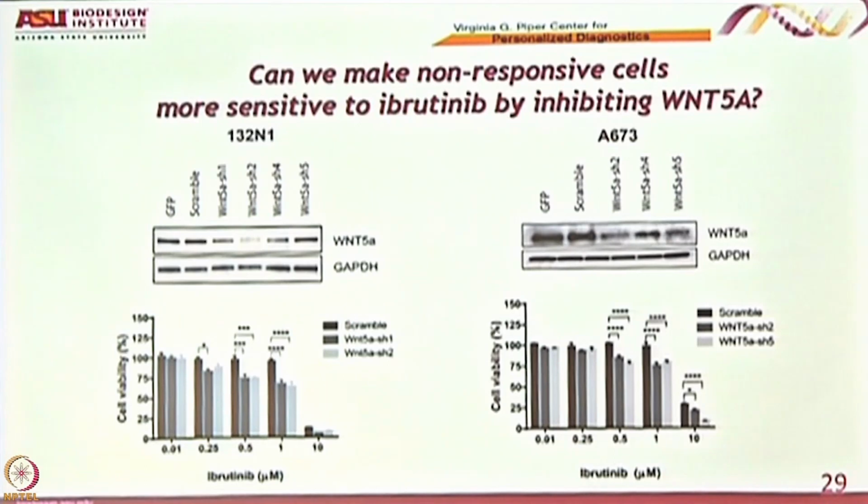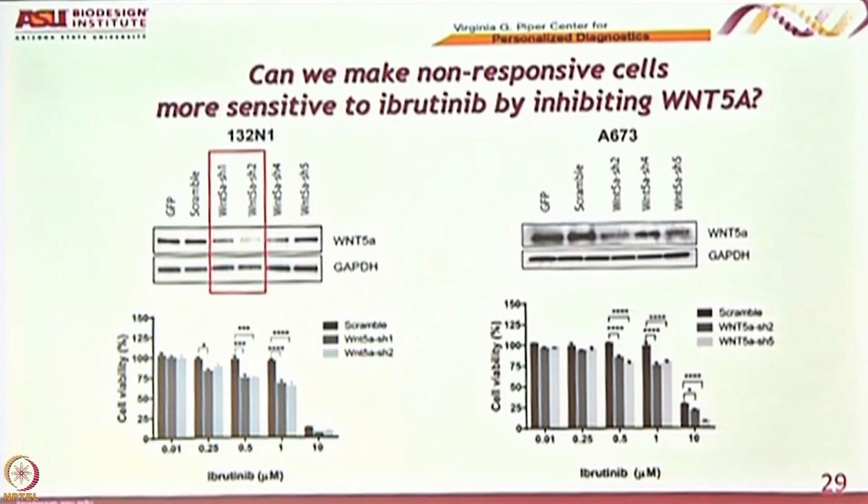So our model is that Wnt5a drives resistance. So the question was, could you change that? And so Femina did this work. She took the cells. She used a Wnt5a shRNA. She tried several of them, and she found a couple right there that worked pretty well.